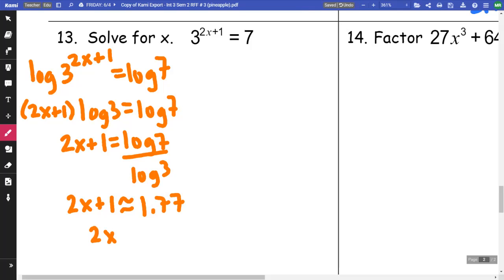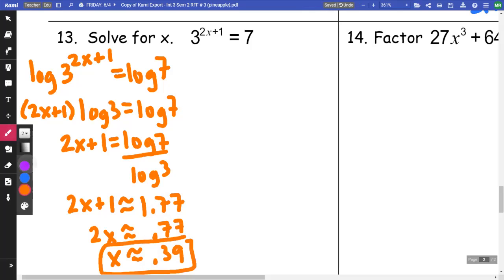I'm going to minus 1 from both sides. So it's going to be about a 0.77. Then I'm going to divide by 2. And when I divide by 2, I get about a point, let's say 39 as my answer.